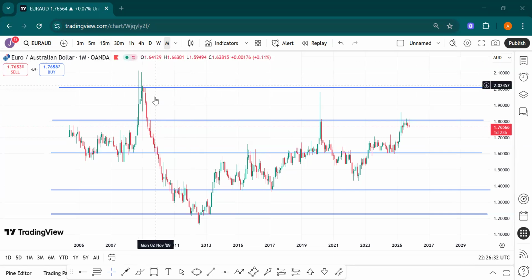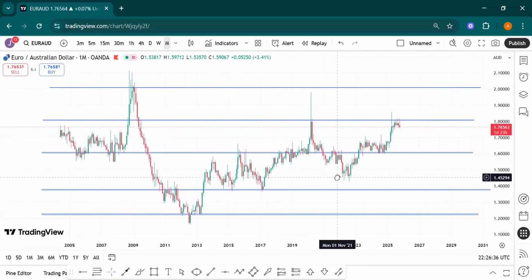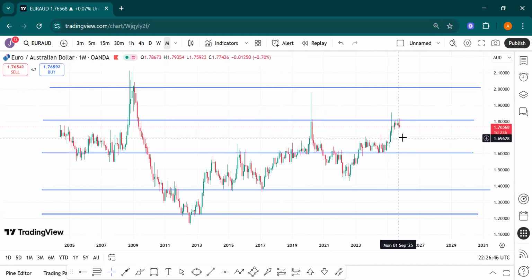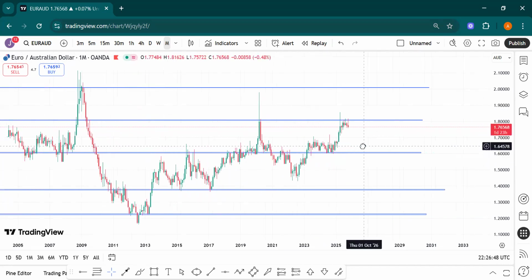We do mostly the top-down analysis of different financial securities, and today I'm going to be looking at the forex currency pair EUR/AUD. So that's the euro paired against the Australian dollar. And without wasting much time, let's get to it.